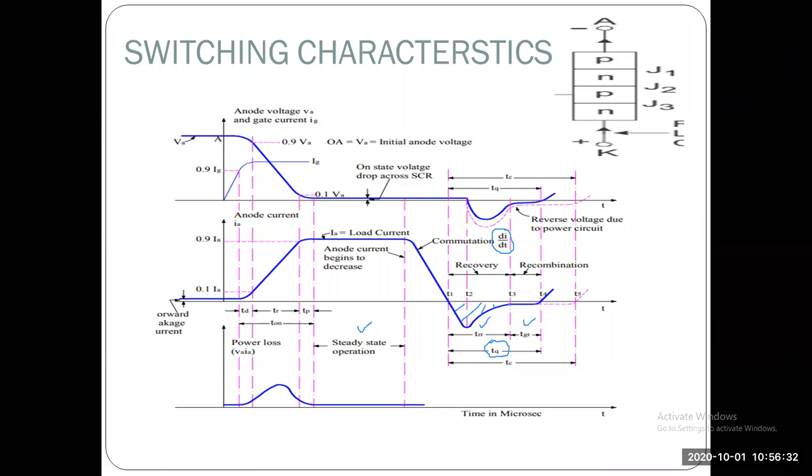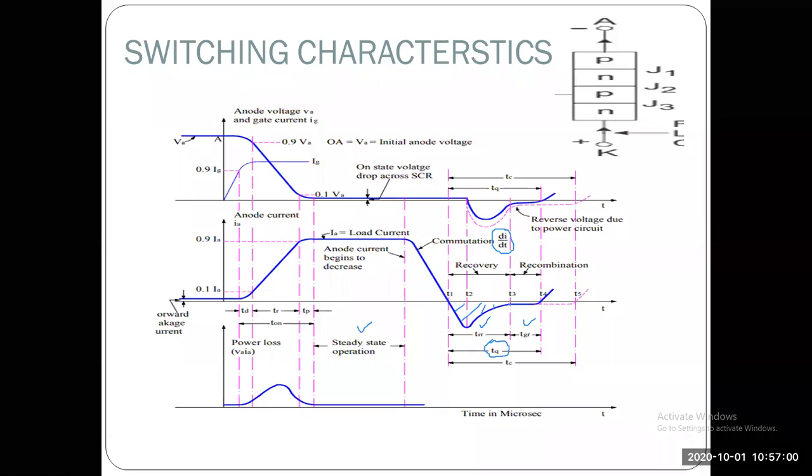Then we are giving a command that the SCR should turn off. During that process, we are applying a reverse voltage across anode to cathode, and the excess charge carriers, which were previously in on state, are spread all over the structure of the SCR. Those excess charges will not come into the steady state.